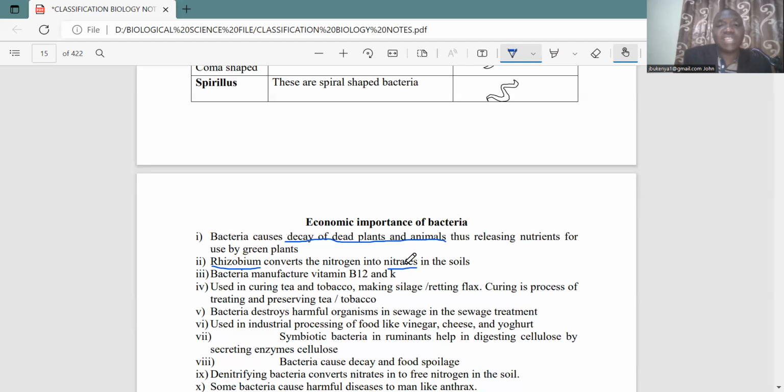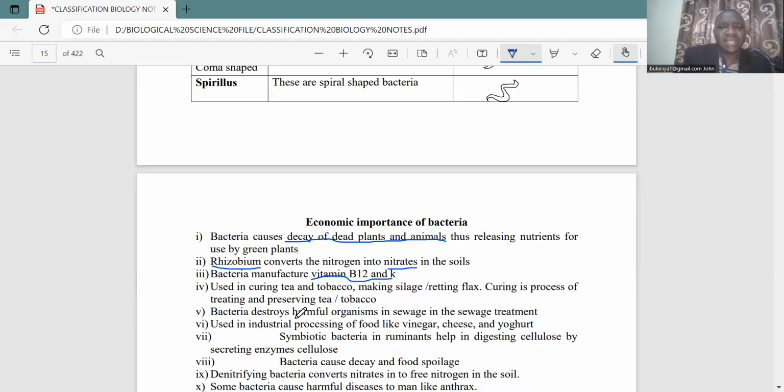They will use the nitrogen to form amino acids from which plant proteins are formed. They will use the nitrogen to form chlorophyll and other structures. This is also another good use. Bacteria manufacture vitamin B12 and vitamin K. This is capital K.